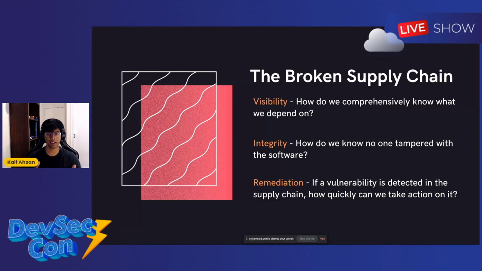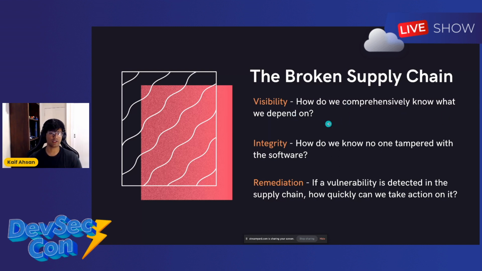Similarly, the integrity, or figuring out whether our software has been tampered with or not, is a big issue. And it's not just our software that we put in front of the users. The software that we are getting from open source and from different vendors, is that secure as well, is a big question. And lastly, the remediation. Even if we know that something is broken, how quickly can we replace it in our supply chain? And oftentimes that period is long enough for attackers to compromise us.